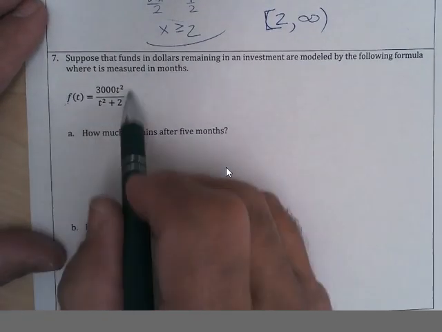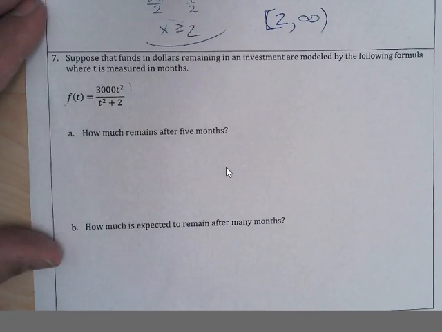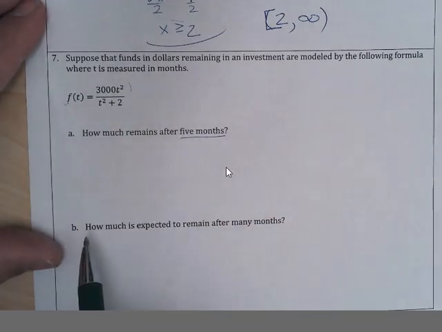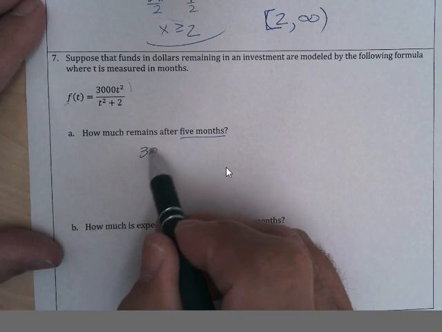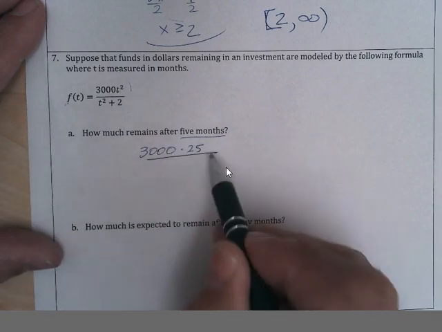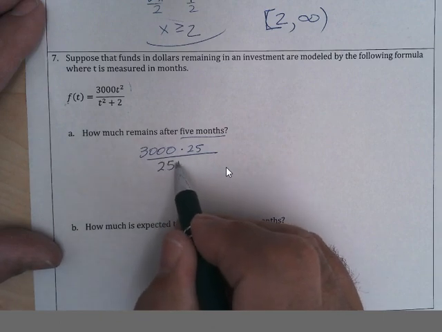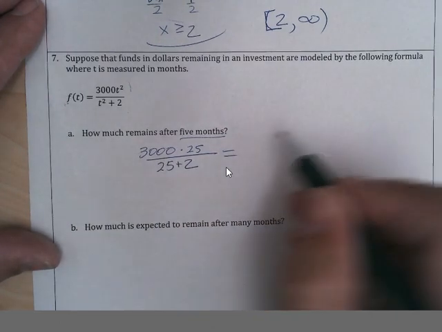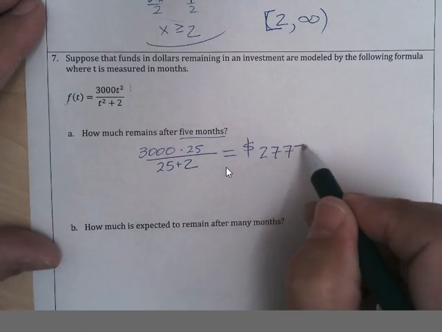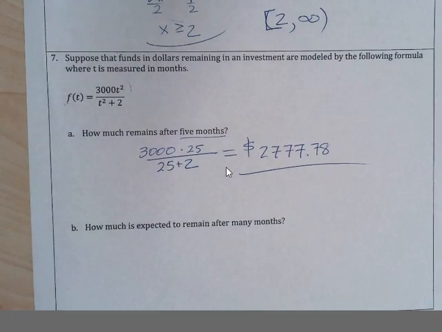So if this is the amount of funds in dollars remaining, modeled by this formula, and we want to know how much is in 5 months, we put 5 in for the months. So we get 3,000 times 5 squared over 5 squared plus 2. And I think that works out to be approximately $2,777.78 rounded dollars.